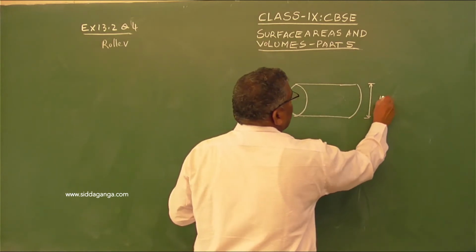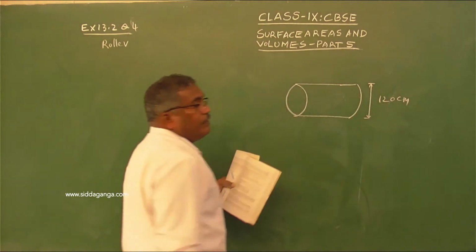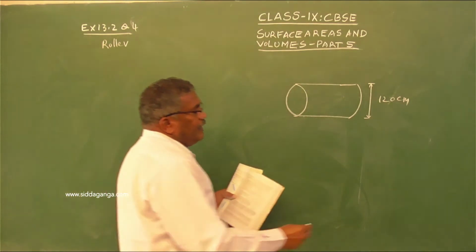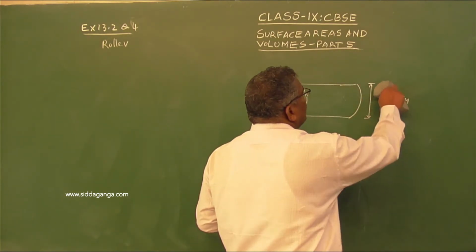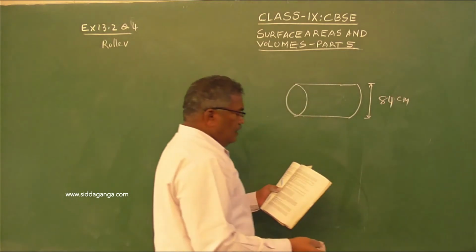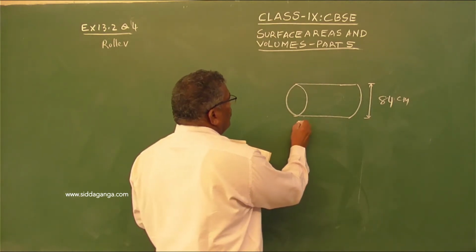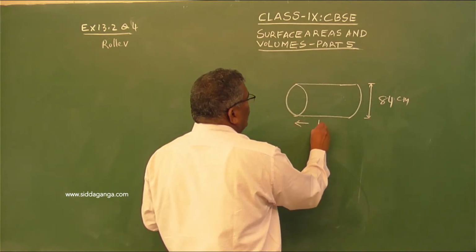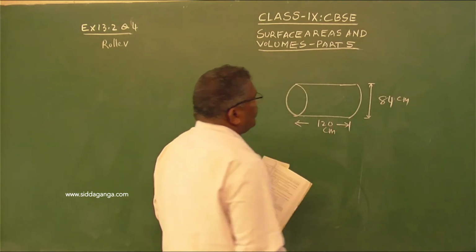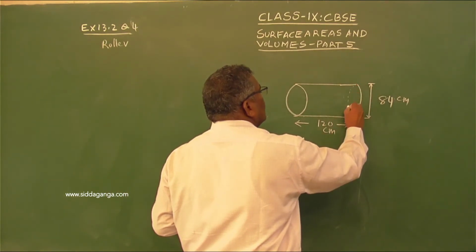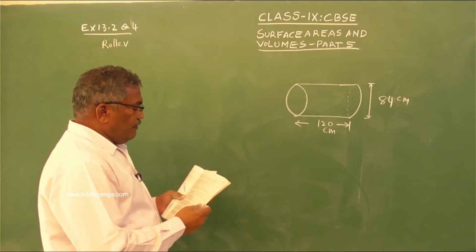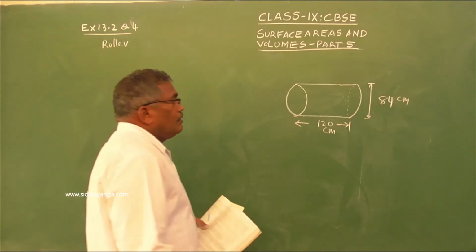It is 120 centimeter. Sorry, 84 centimeter. Diameter is 84 centimeter. Length is 120. So 120 centimeter is the length of the roller. So this is like this. Roller. It takes 500 complete revolutions.